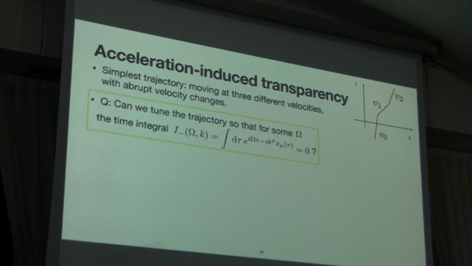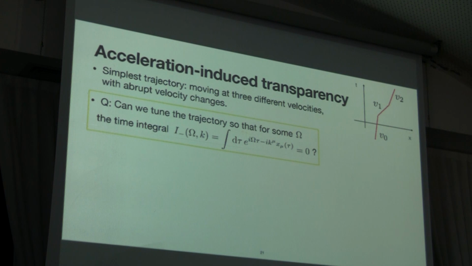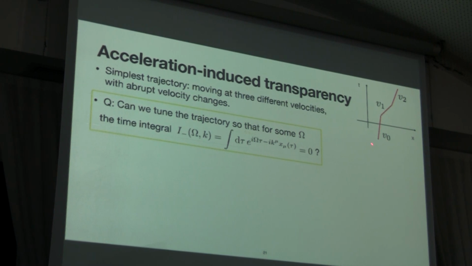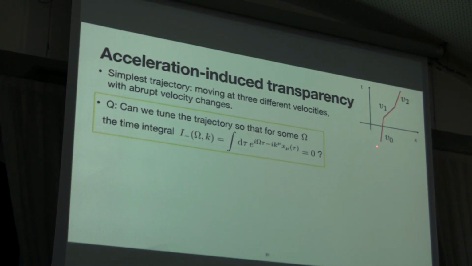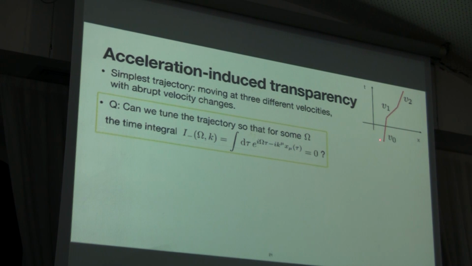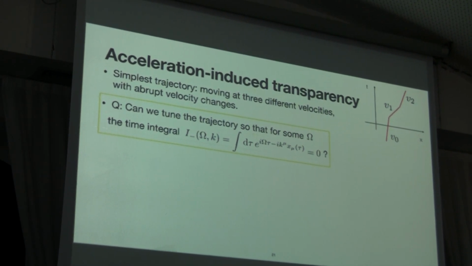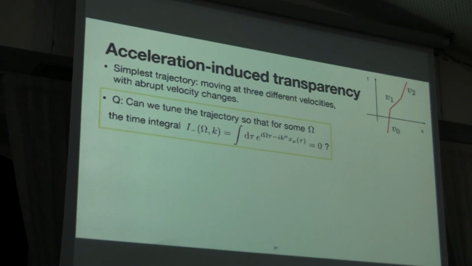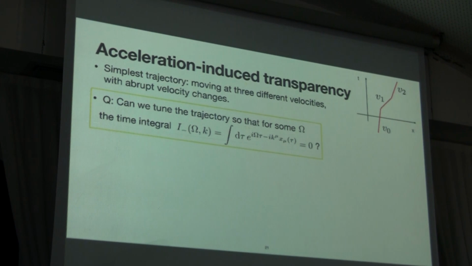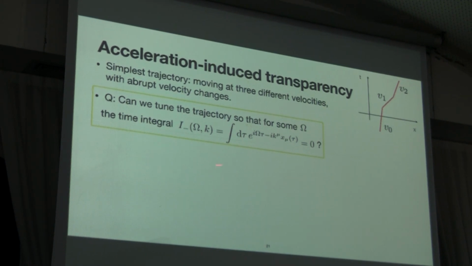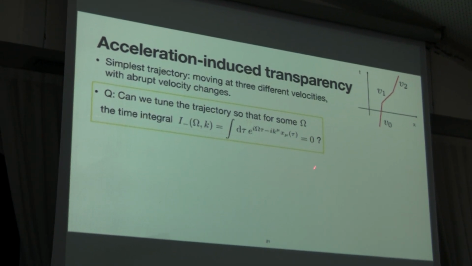What's left to show is how that works. Well, let's see the simplest toy model of acceleration-induced transparency. In this toy model, we choose the trajectory for the Unruh detector to be 3 different inertial motions at 3 different velocities. And what we have to show here is that we can tune this trajectory such that this integral is equal to 0.